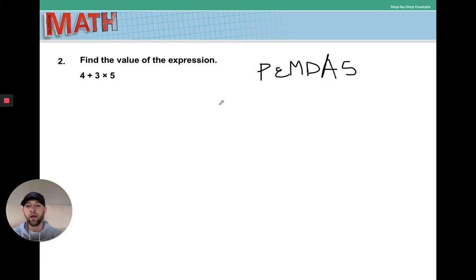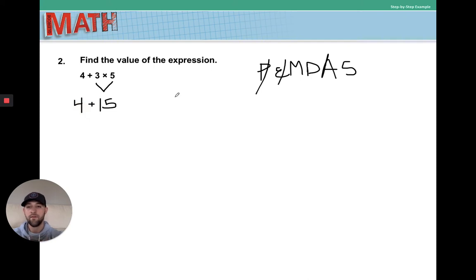So ask yourself, do I have parentheses first? No, I do not. Do I have exponents? Nope, don't have to worry about that. Do I have multiplication or division? Yes, I do. I have multiplication. I have 3 times 5. Let's solve that first. 3 times 5, you should get 15 there. And I'm going to bring down the plus 4.